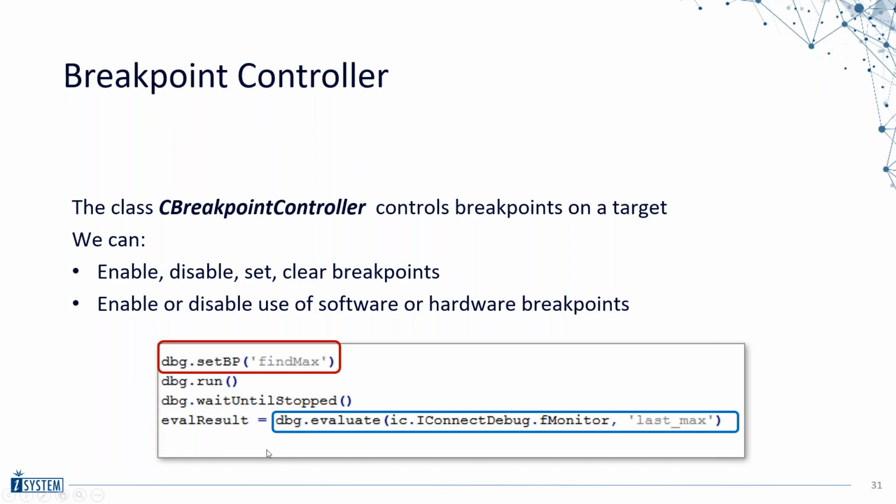For instance, this is the simplest example. Here we set the breakpoint on the beginning of this find function. We run, we check if the breakpoint is hit, and when the breakpoint is hit, we read out with so-called monitor access the value of the variable. This is a short example of usage. Of course, we can configure inside breakpoint controller the conditions, the hit numbers, etc.